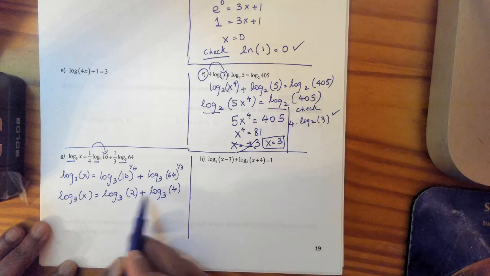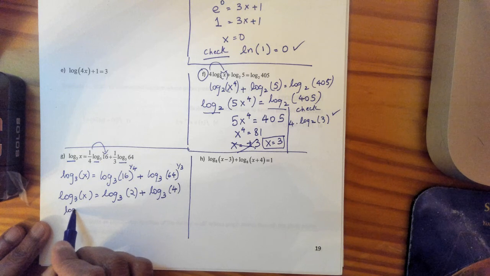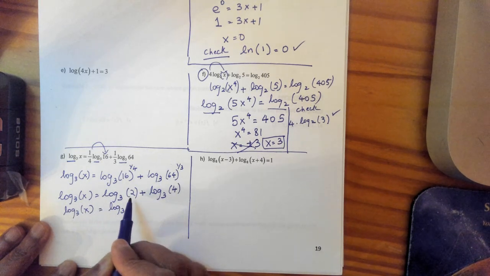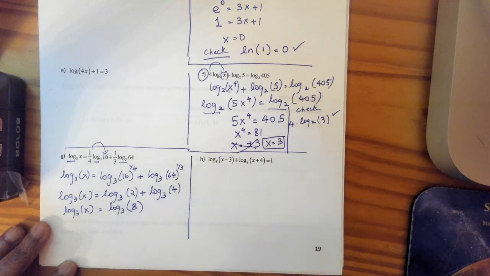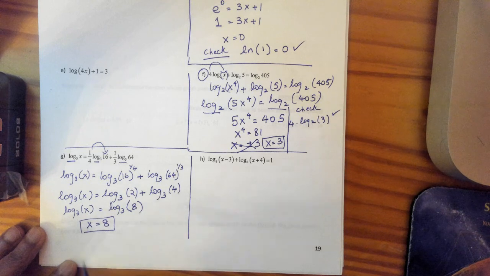And then what do I do to 2 and 4? You multiply, because it's an addition. So this is nothing but log base 3 of x equals log base 3 of 2 times 4, which is 8, which basically means x equals 8. This one was easy. The last step was easy.